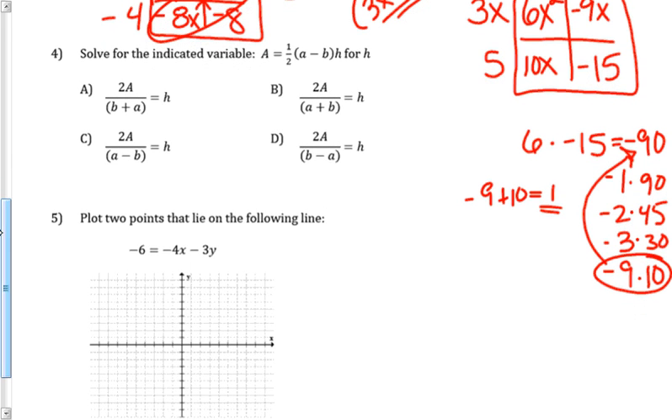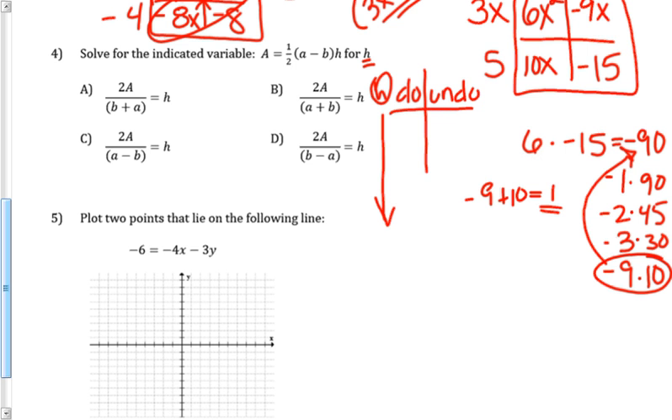Moving on to number 4. So here we're going to go into equations and inequalities. We're solving a literal equation for h. So we're going to set up our do-undo chart. What's being done to h? Well, h is being multiplied by that parentheses, a minus b, and it's being multiplied by 1/2. So the opposite would be dividing by the parentheses and multiplying by 2.